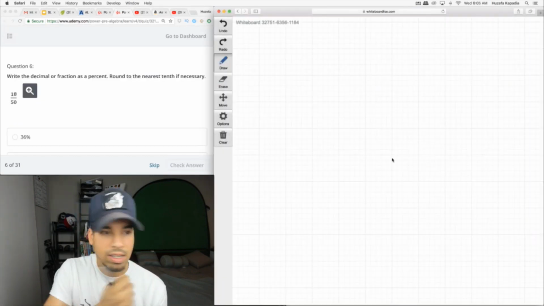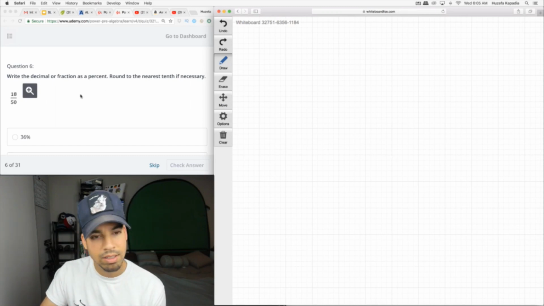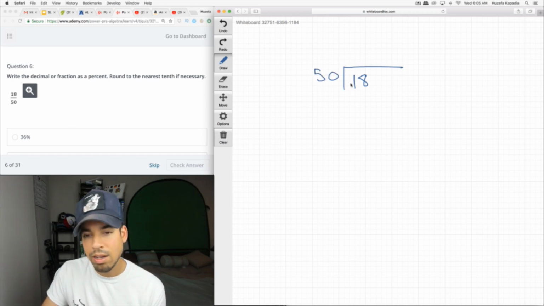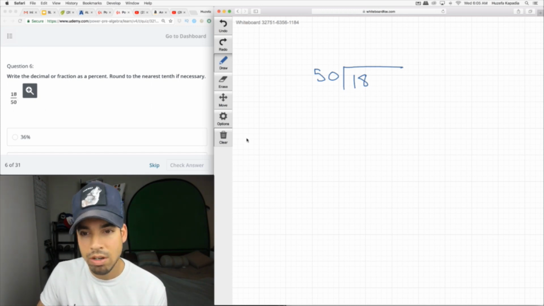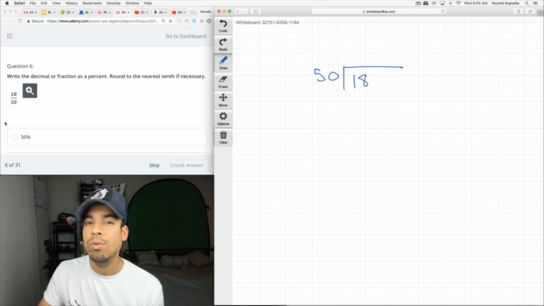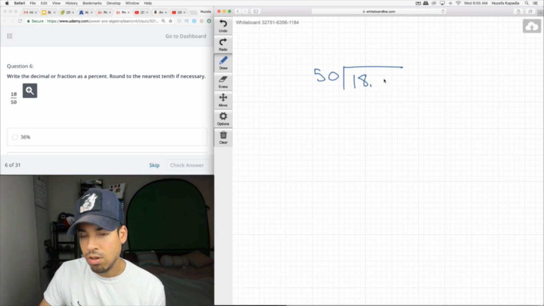All right, write the decimal or fraction as a percent. So here's my method. When we're writing this as a percent, we're just going to first convert it to a decimal. There's a shortcut for this, but I always prefer to do it this way. The shortcut is you multiply the denominator and the numerator by 2 to get it to be something over 100. And then that's straight away, whatever's over 100, that's the percent. But it doesn't always work. So if you do it this way, it will always work.